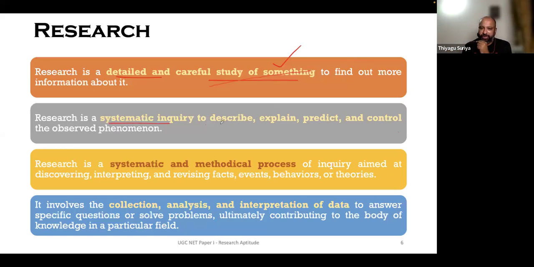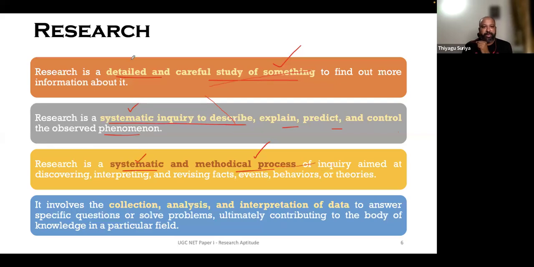Research is a systematic inquiry to describe, explain, predict, and control the observed phenomena. And research is a systematic and methodological process. Please kindly note that. That's the reason I emphasized this in the previous definition also. Systematic is like a sequential procedure. We cannot violate the procedure and all. So wherever you find a key term like systematic, note it. Pradipha, please don't annotate.